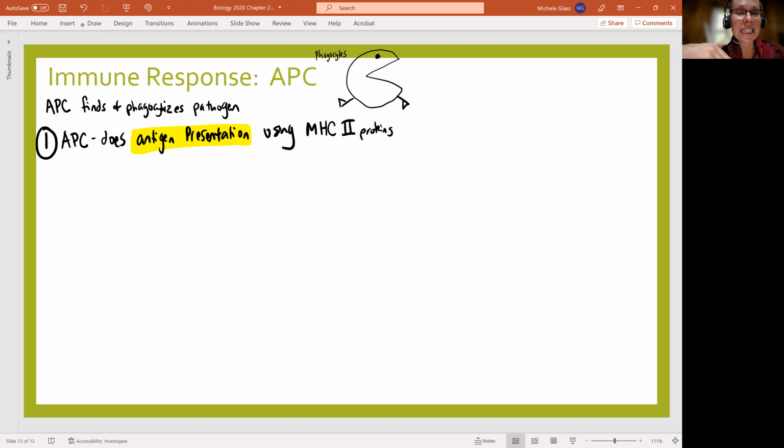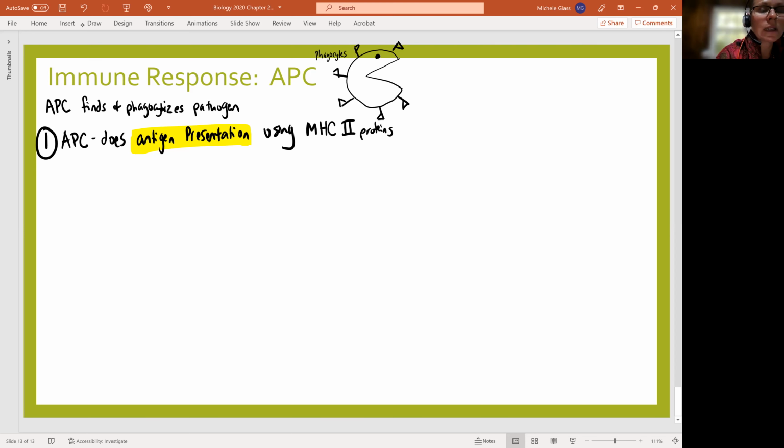If you have infected cells, you also have phagocytes that have found that pathogen. And so you would expect both of these mechanisms to be happening. If one is happening, the other is happening. That's how you should consider this. And so we see our antigen presentation.